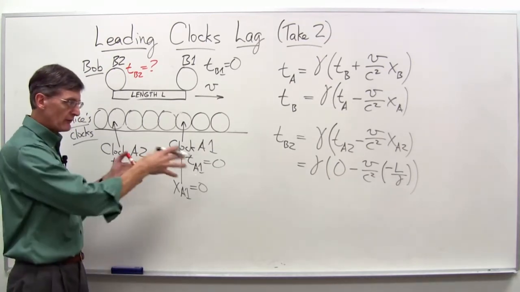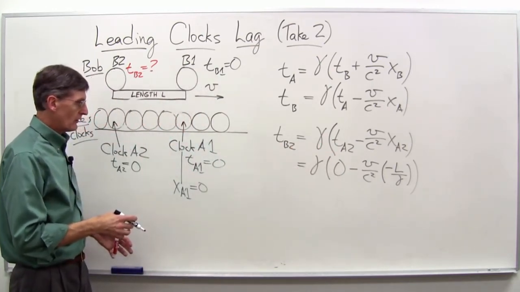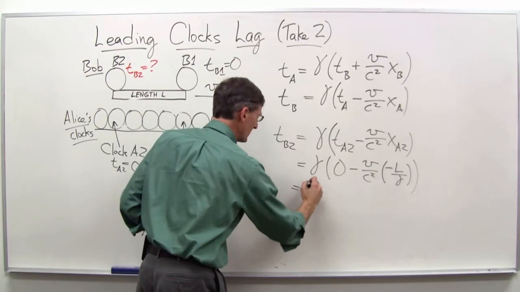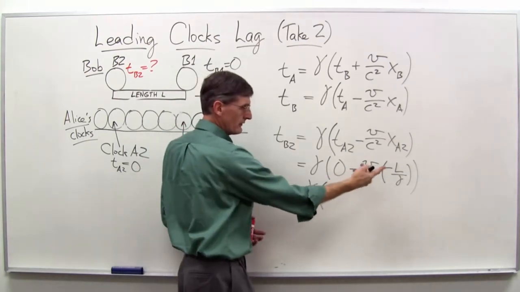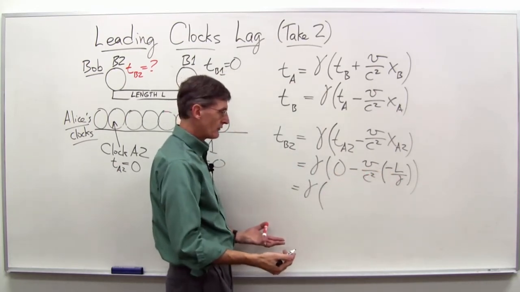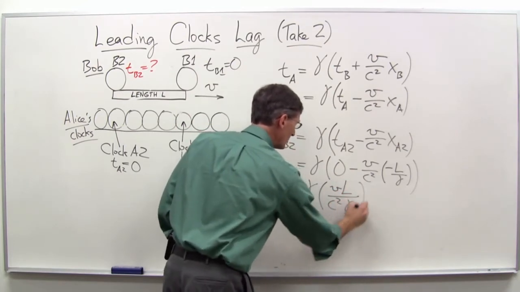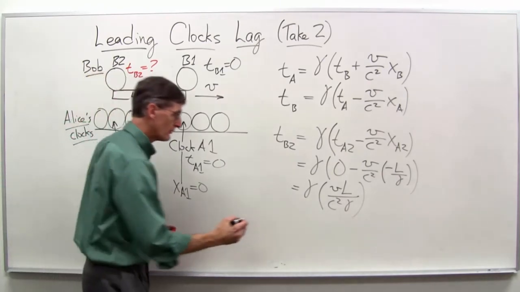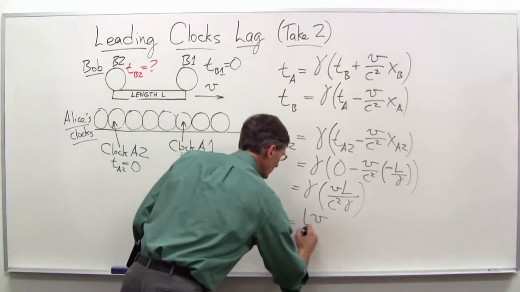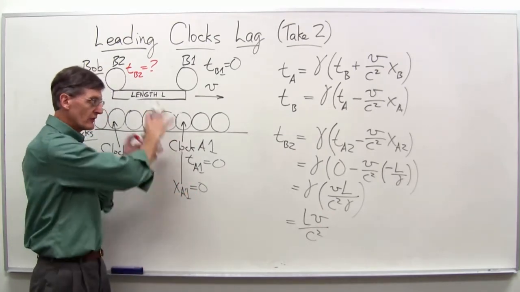So let's see what we have when we plug in our numbers. Remember we're using the length contraction factor for that distance, because we're given length L in terms of Bob. And so this just becomes gamma, and inside here I've got 0 minus a negative v over c squared times a negative L over gamma. The negative signs cancel, so I get a positive. So I get v L over c squared gamma. Then the gammas cancel, and we switch the order of the L and V. We get L V over c squared, the same result we got previously, although it took a lot longer previously to get it.